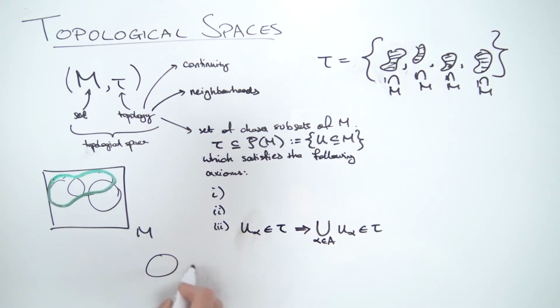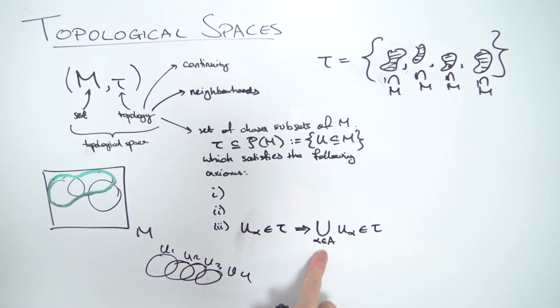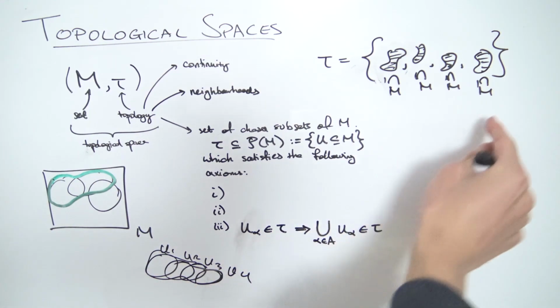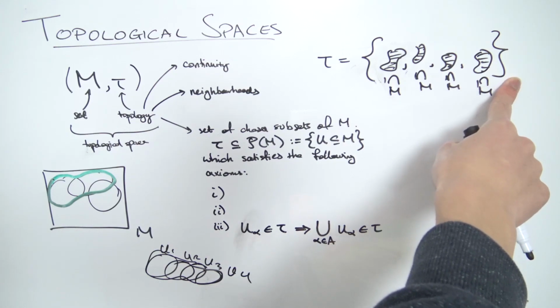So let's say we have a bunch of neighborhoods over here. You could call this U1, U2, U3, U4, for instance. If you take the union over all those alpha values, then the whole entire thing, if you union them all together, it must also be another neighborhood. So this whole thing over here must also lie in your topology, in your list of neighborhoods.